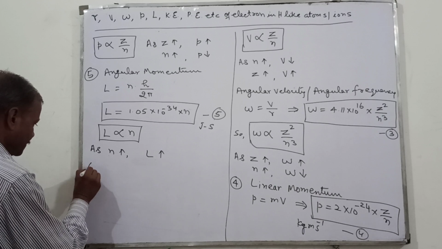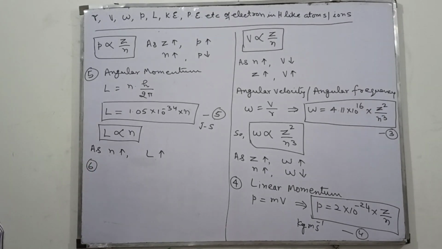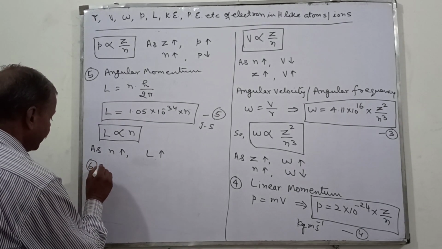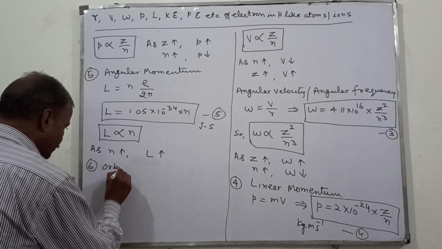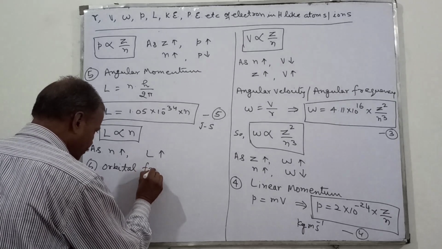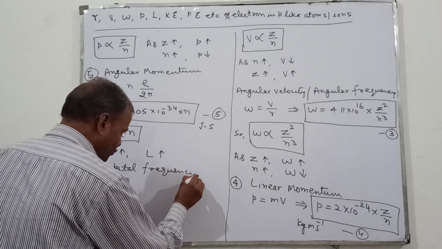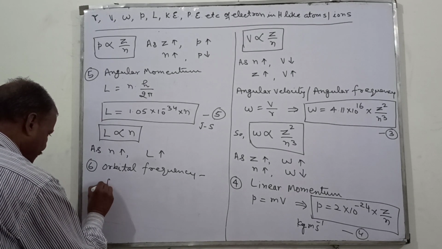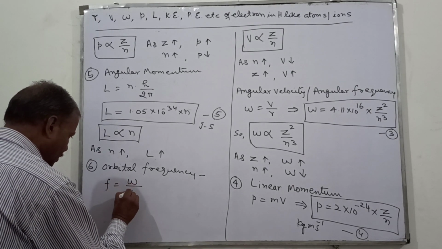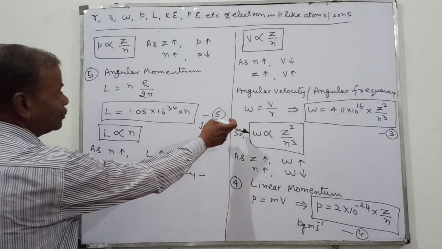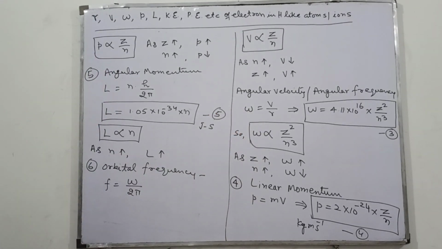Now number 6, orbital frequency. Orbital frequency f is equal to omega upon 2 pi. We know the angular velocity omega, and if we calculate this, we will find it to be 6.5 into 10 raised to the power 15.